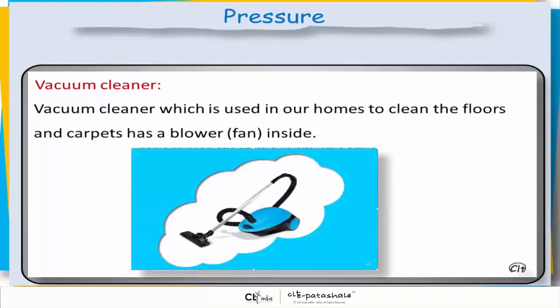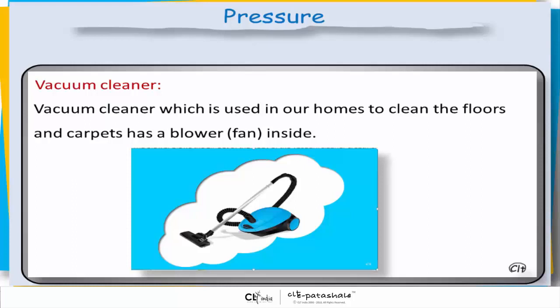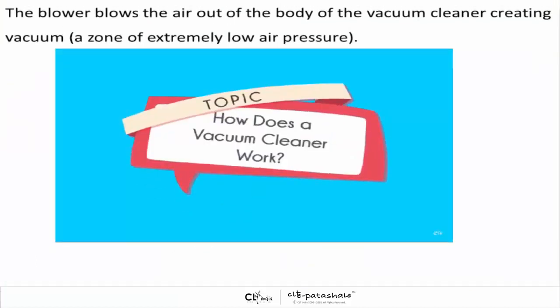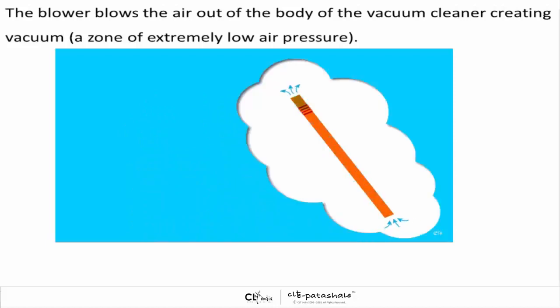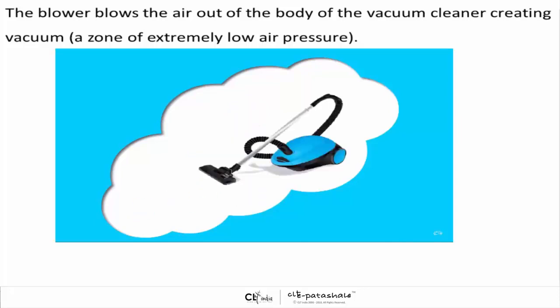Vacuum cleaner. All of you have seen a vacuum cleaner at your home. The vacuum cleaner, which is used in our homes to clean the floors and carpets, has a blower fan inside. So, when the blower blows the air out of the body of the vacuum cleaner, it creates a vacuum, or a zone of extremely low air pressure.